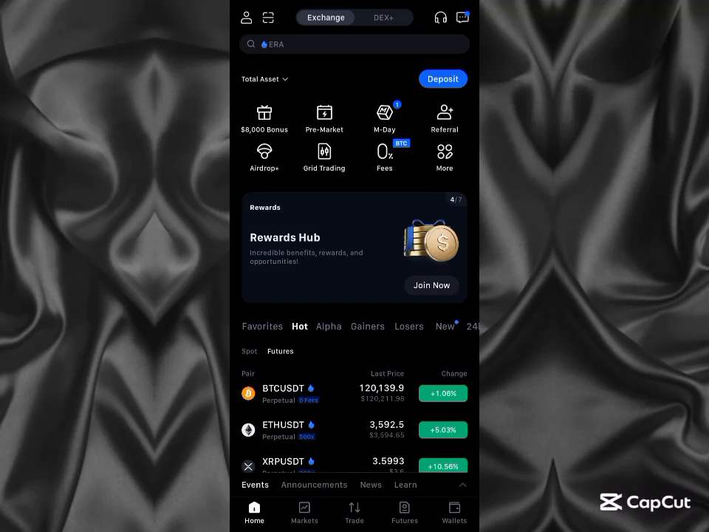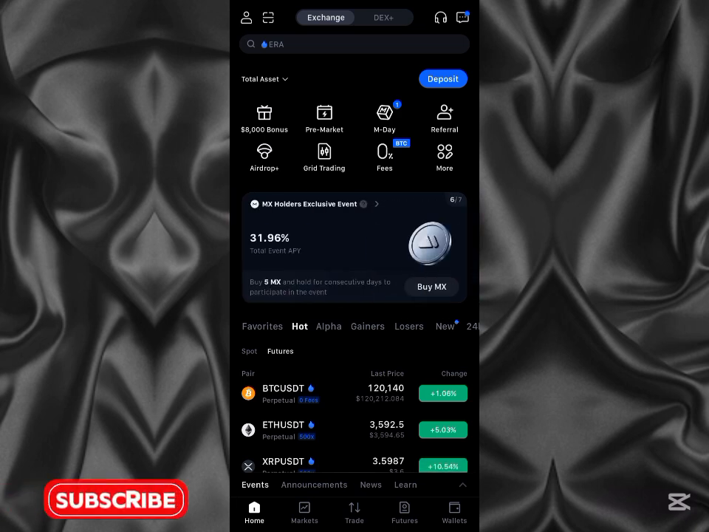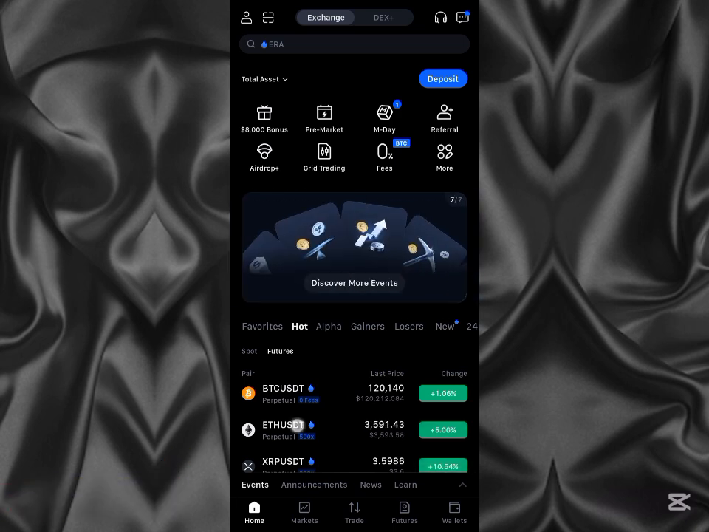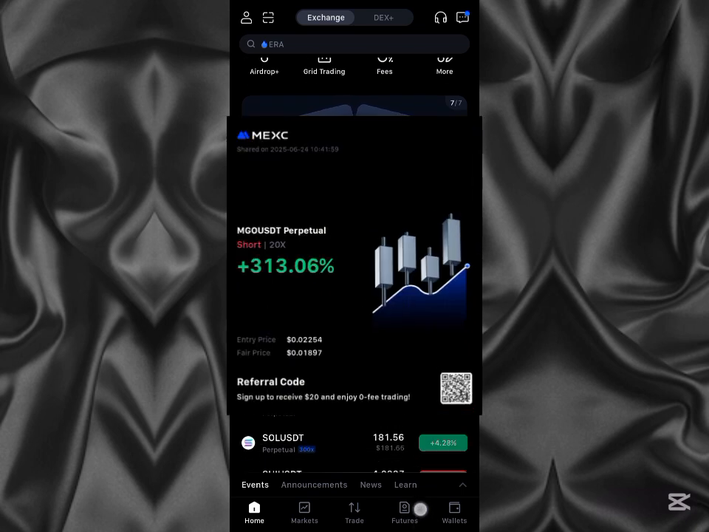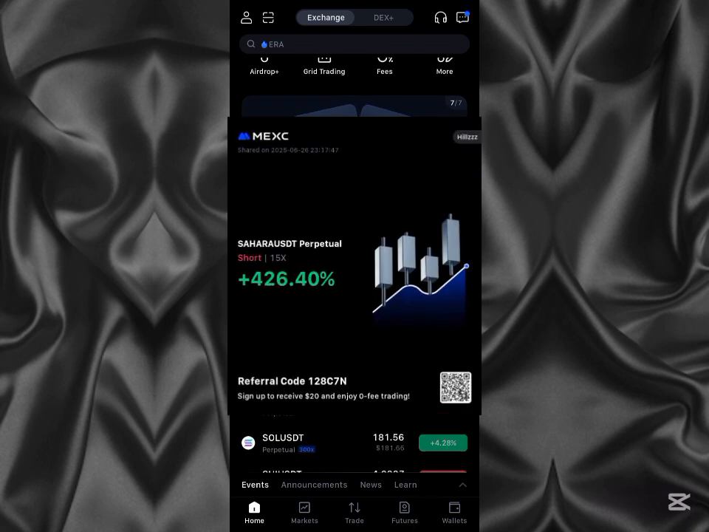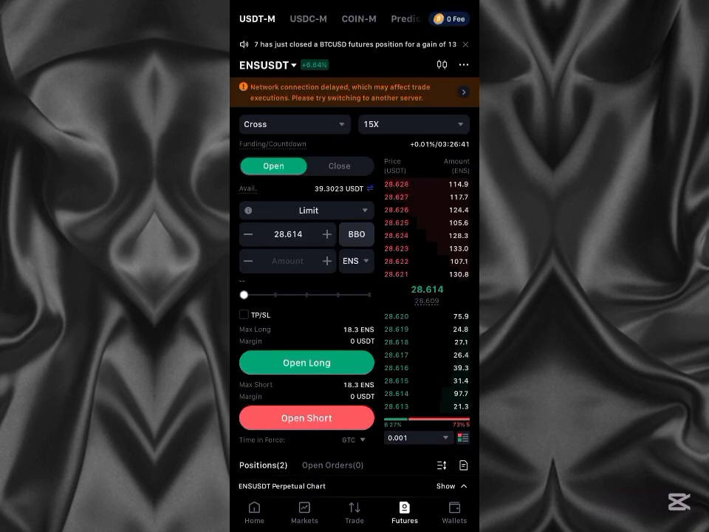It's not a professional video, but I want to show us how we can make money trading futures on MEXC by showing us how to use the futures interface of the MEXC platform. The first thing you're going to do is go over to futures right here. So click on futures. Now this is the futures trading interface.